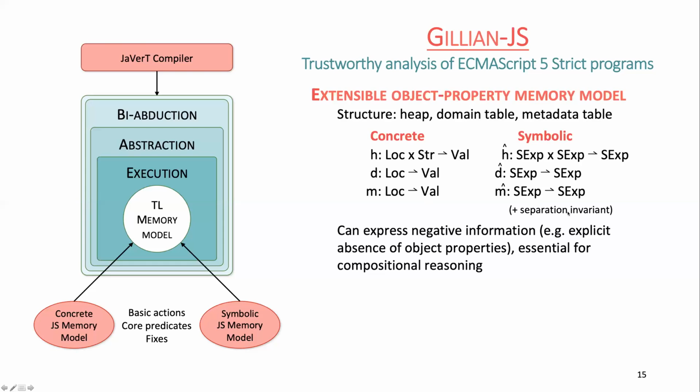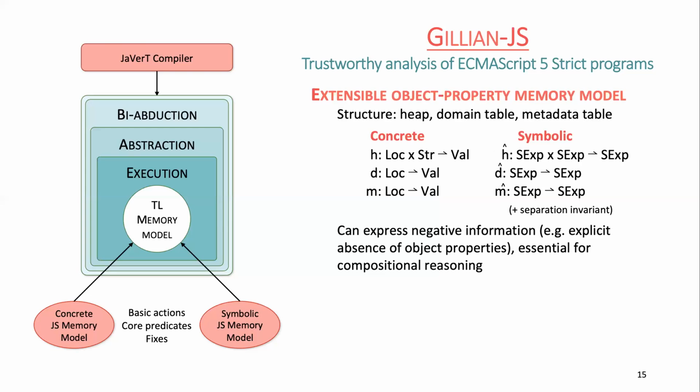We also have the symbolic version of the heap memory model, which is extremely simple. It's not simple if we're in the C world. It's very different in the C world. But in the JavaScript world, the symbolic memory is very like the concrete memory, except that we're working with symbolic expressions consisting of symbolic variables and all that expression language, not just concrete locations. And we have symbolic heap, domain table, and metadata.